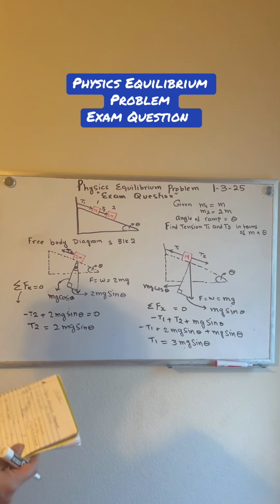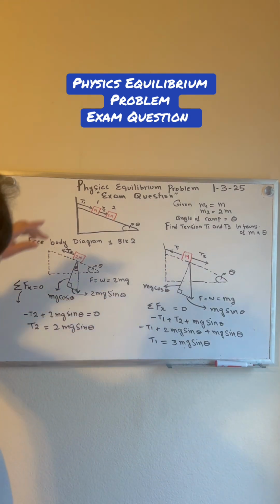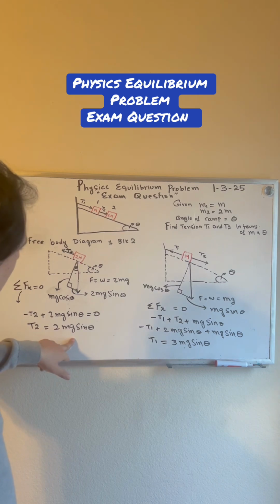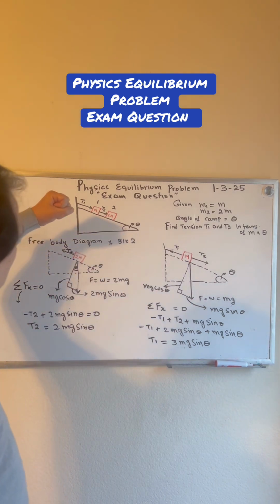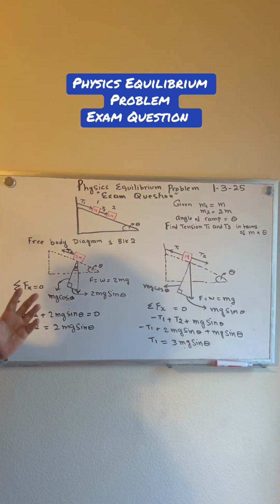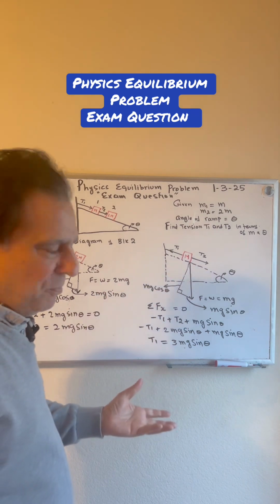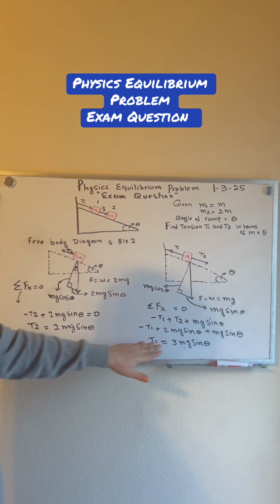All right. Now, one thing you've noticed is that the T2 tension is less than the T1 tension. Why is that? Because T1 basically, if you look in here, supports the weight of the m block and the 2m block. So it makes sense that T1 is more than T2.